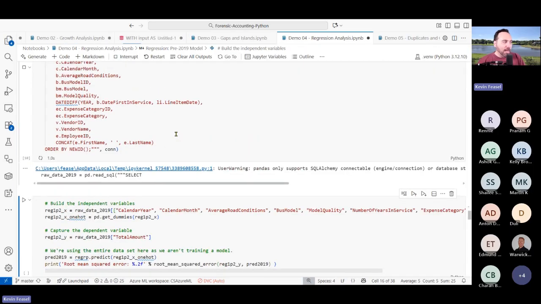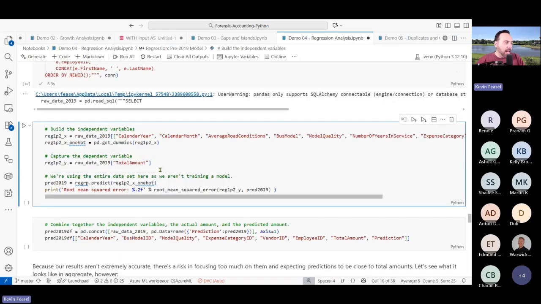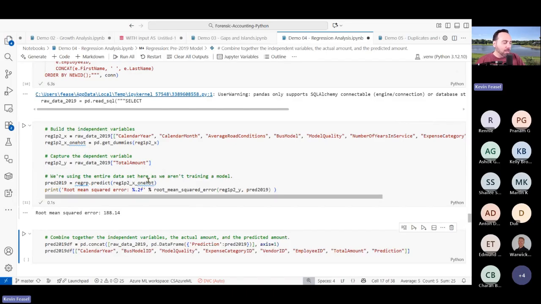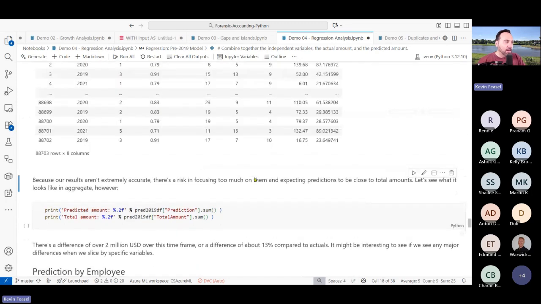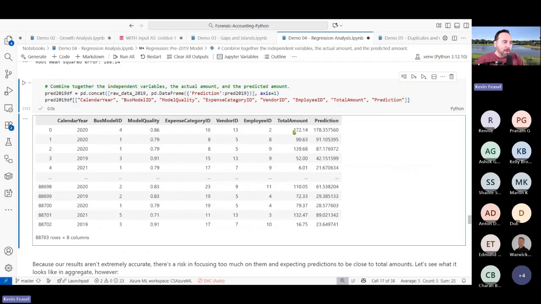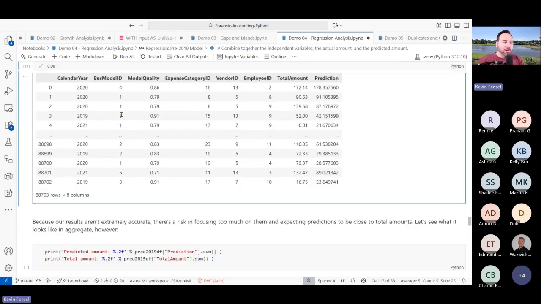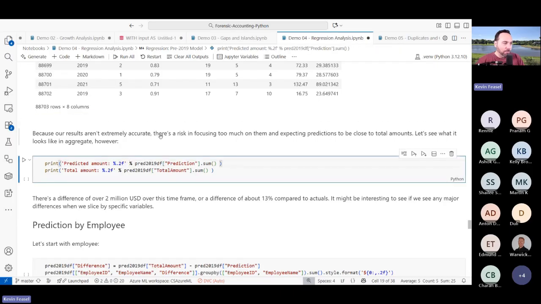But then we look at 2019 through 2021. So calendar year between 2019 and 2021. And I build out, we have a root mean squared error of $188. So that is higher. We do have more of a difference between the two. And I can look at this data, the actual amounts versus the predicted amounts, just to get a feeling for, on that data set, what we did predict and what we actually got. And you see the dollar amounts here aren't that high. So being off by $170, $180, that's a lot. We're not doing so well in our explanation.